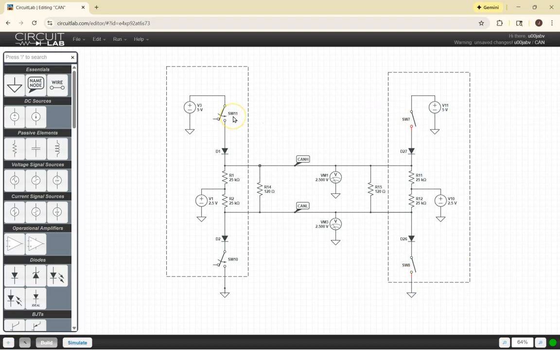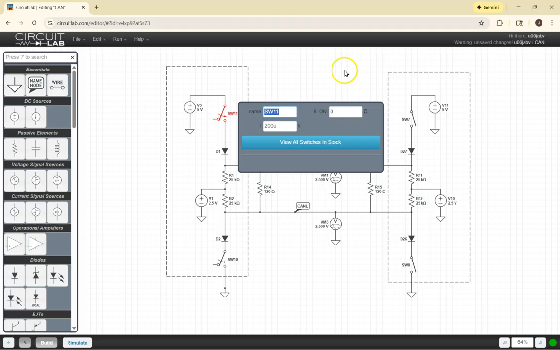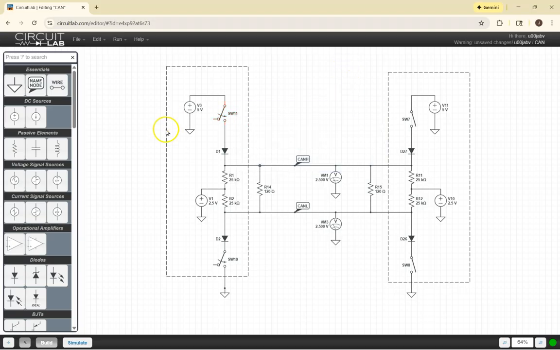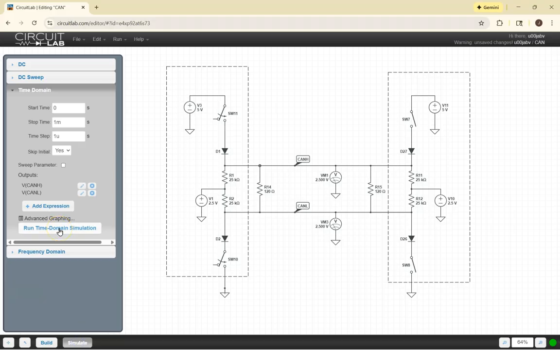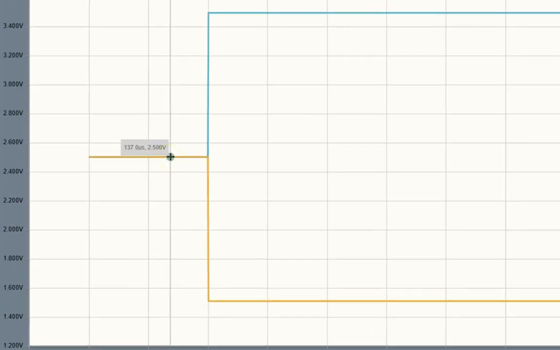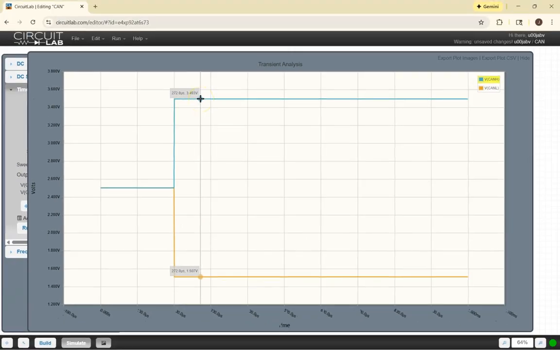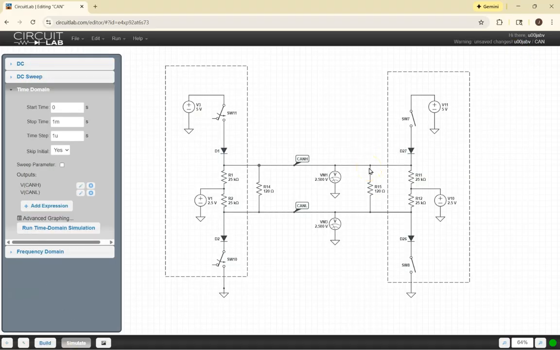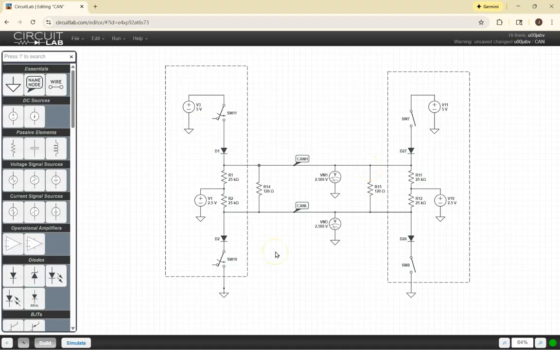I have this designed so that these switches will automatically close 200 microseconds after I start a simulation. So we can do a time domain simulation of this. What we're going to see is that recessive state first. Here's our 2.5 volts, both CAN high and CAN low, CAN high being in blue, orange being CAN low. At 200 microseconds, both of those switches close in the transceiver on the left, and we can see we took CAN high up to 3.4 volts and CAN low down to 1.5 volts. This is basically what's occurring every time you see a dominant or recessive bit.